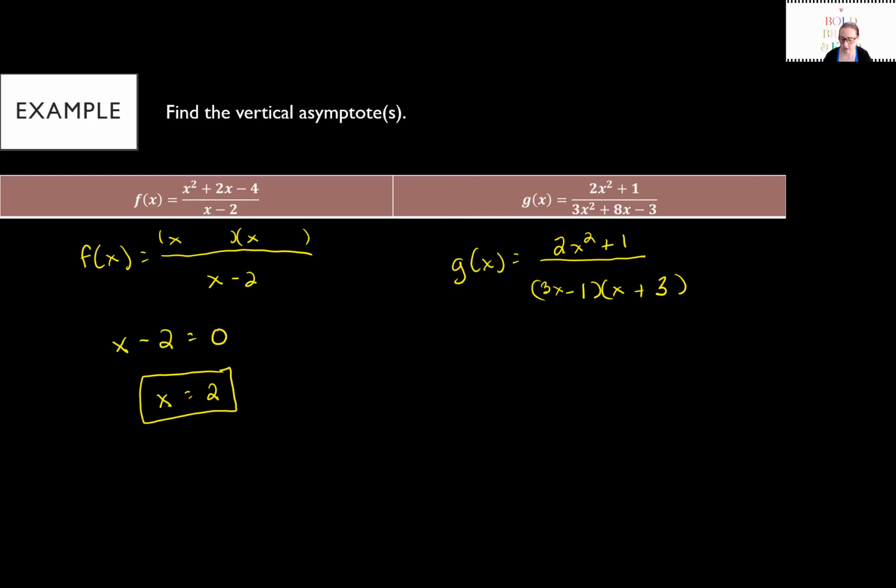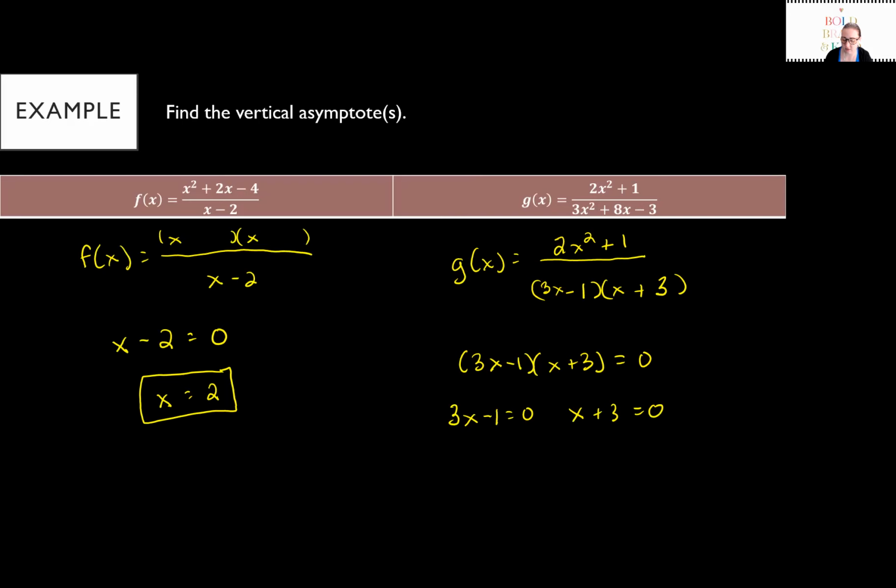So nothing cancels out here. So we set our denominator equal to 0. So we have 3x minus 1 times x plus 3 equal to 0. So we're solving a quadratic here. We set each factor equal to 0. So we have 3x minus 1 equals 0 and x plus 3 equals 0. And then we're going to solve these for x.